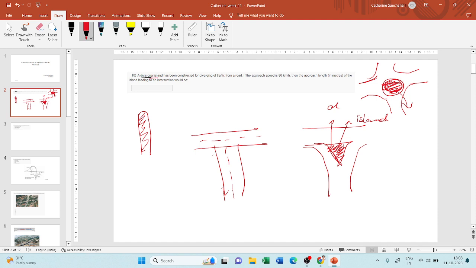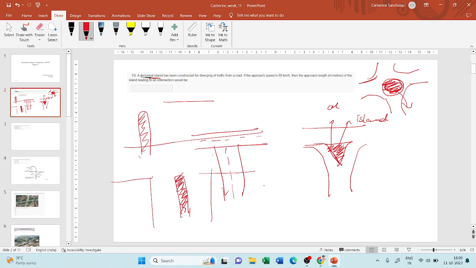In the same manner, you will have a divisional island, which serves to divide the road. So if this is the road meeting another road, you can provide a division here for diverging the traffic. This may look similar to a median. In fact, it can be a median in many cases. So this is the divisional island.